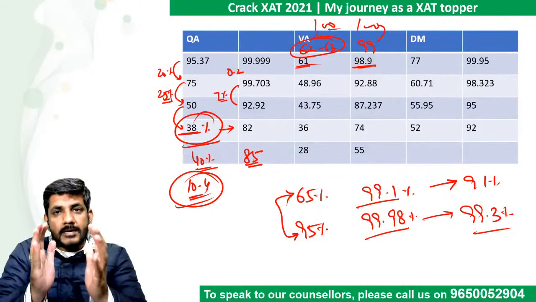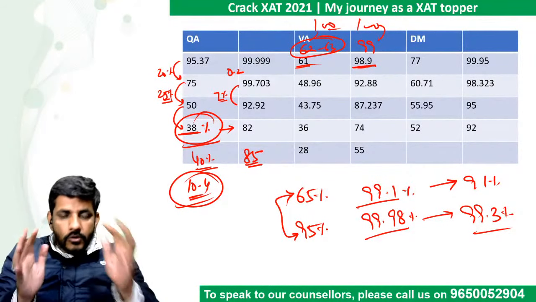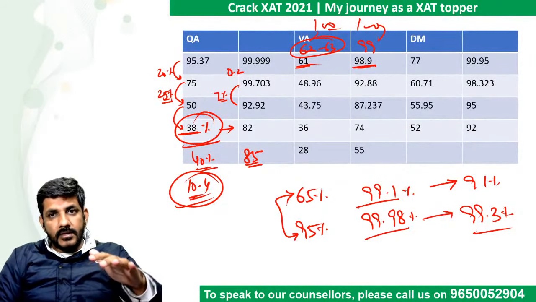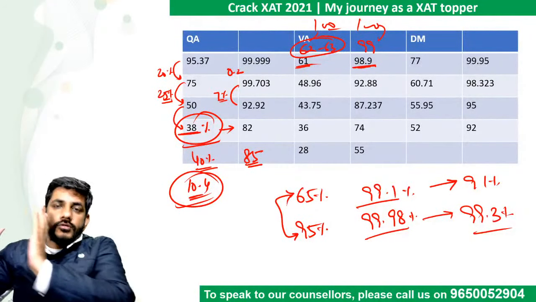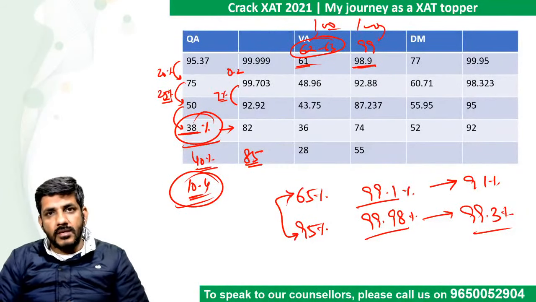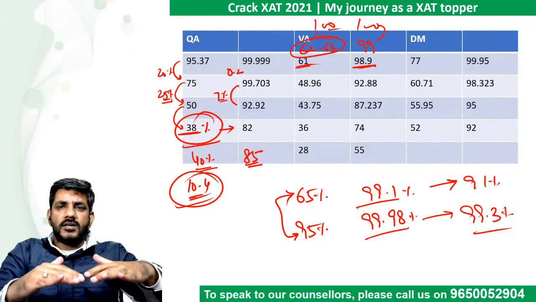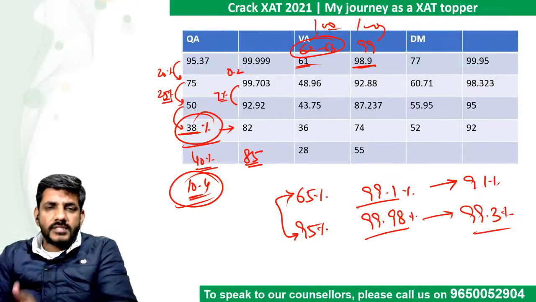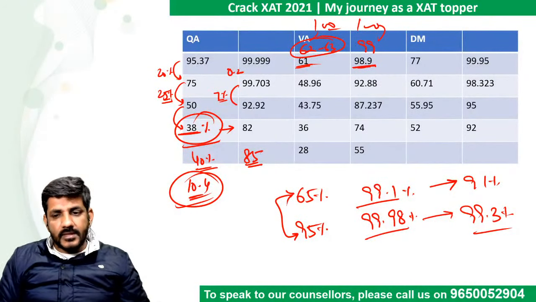So do not look at that sectional percentile, at how much it improves. Look at it from only one perspective: my sectional cutoff should be cleared and my overall score should be at the highest possible. So, obviously, in the weaker sections, the sectional cutoff should be cleared. In the stronger section, I should increase my score such that my overall percentile increases, right?